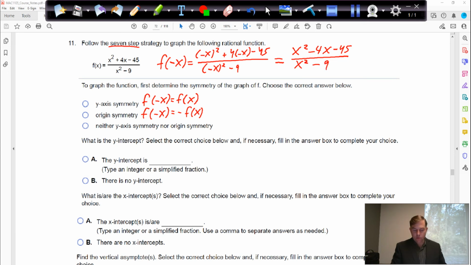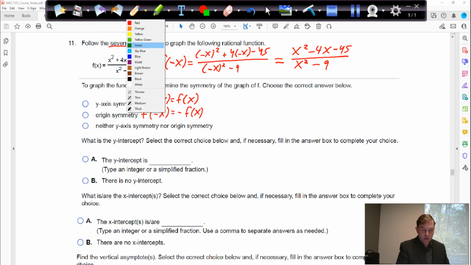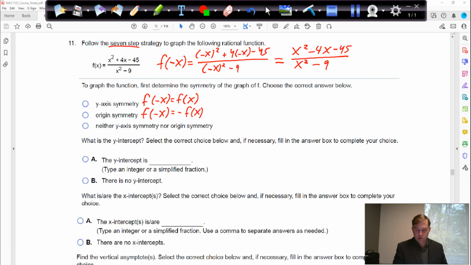Now for y-axis symmetry, what we're looking for is that this matches exactly the original function. So let's underline in green what matches. That matches that. That matches that. Minus 9, those match. Minus 45, those match. If the last term matches, we would click yes, y-axis symmetry. Minus 4x does not match positive 4x. That's not a match. So if it's not a match, at any point, we can cross off y-axis symmetry.